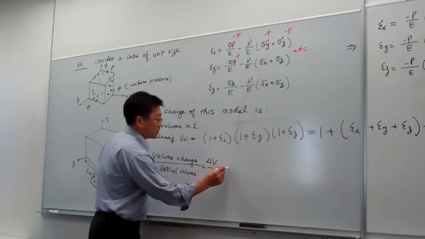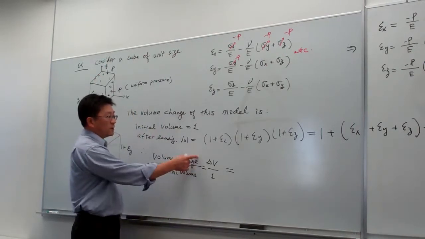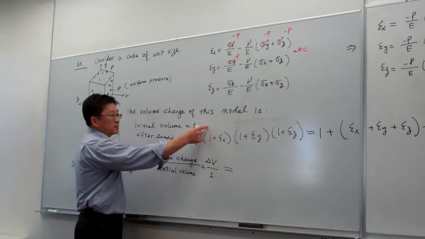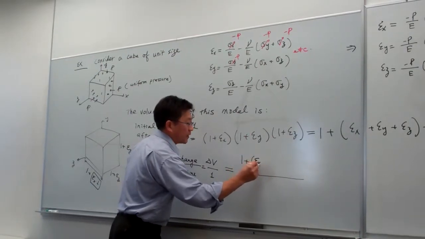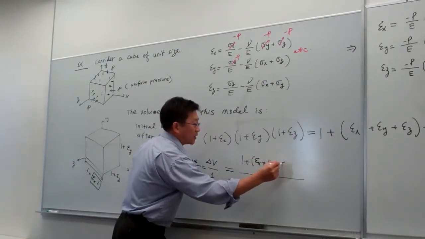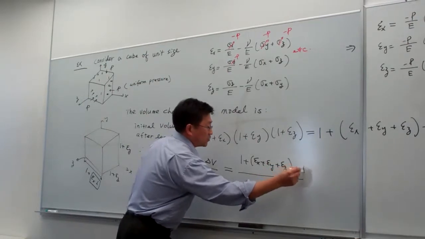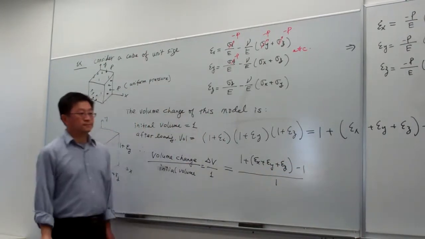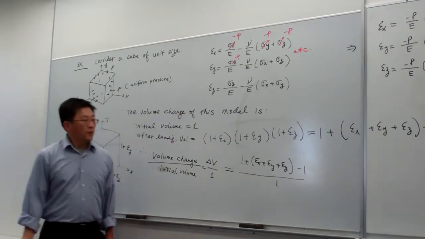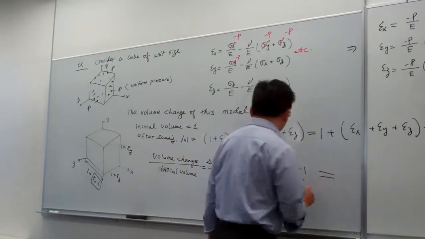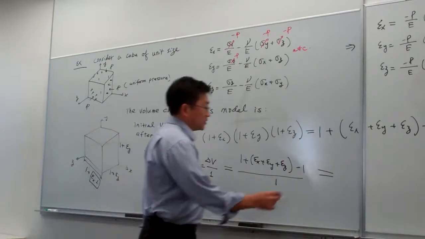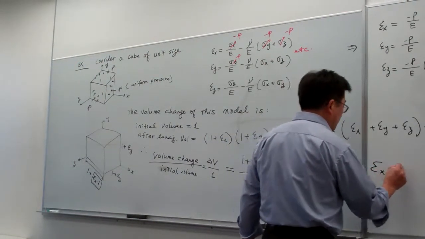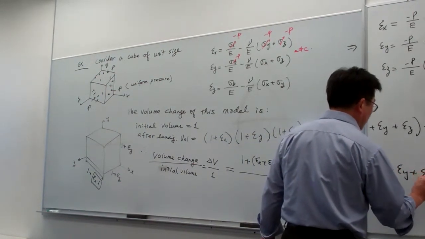So this one we do the calculation. Basically, delta V equals this amount minus this one. So delta V equals 1 plus epsilon x plus epsilon y plus epsilon z minus 1, divided by 1. And therefore the ratio of the volume change is basically equal to the 3 numbers added together.